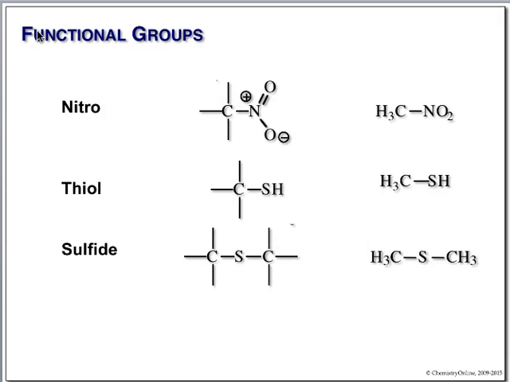Nitro group. This is nitromethane. Thiols. Now, thiols are the sulfur equivalent of alcohols. Instead of an OH, we have an SH. The unique thing about thiols is that they really, really stink. Butane thiol is the essence of skunk.